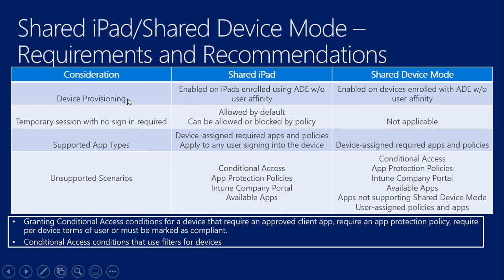And so for other requirements, device provisioning, shared iPad is going to be provisioned at enrollment through ADE, and it must be configured without user affinity. So no specific user tied to the device. Kind of makes sense, right? This is a shared iPad. It's not being given to a specific user, and so it would make sense that it not require user affinity. So that is the requirement, to not have user affinity configured. For shared device mode, this is enabled on devices when they're enrolled with ADE as well, without user affinity. So shared device mode, shared iPad, both happen at initial enrollment.